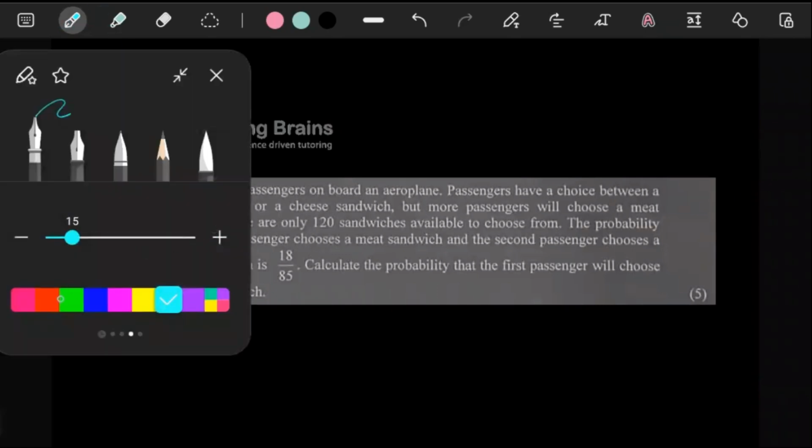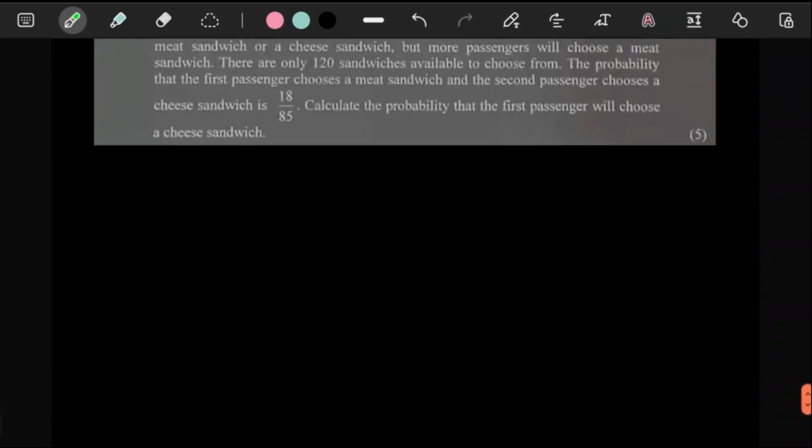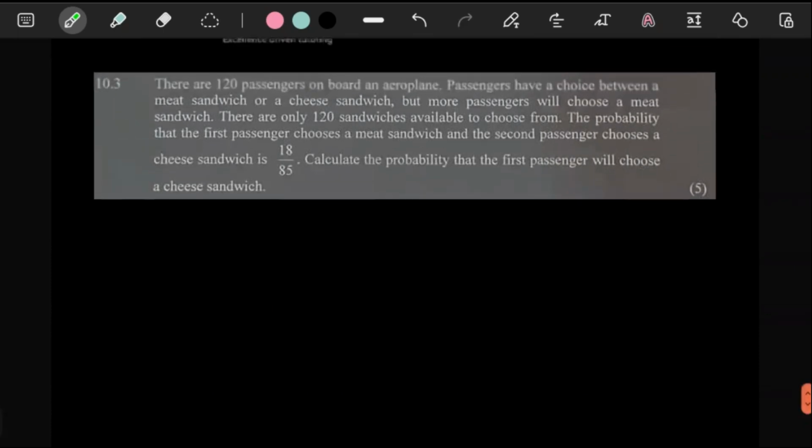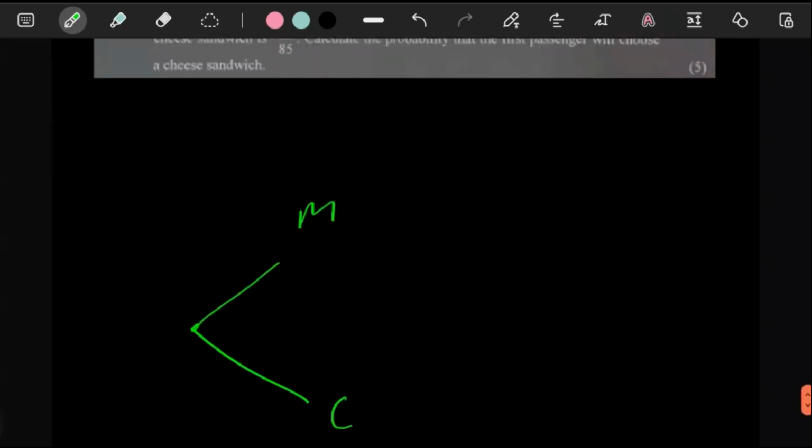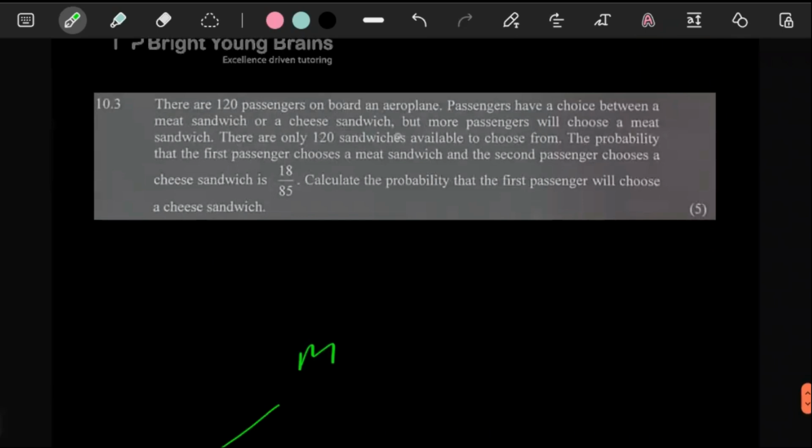Oh goodness. So you see with some of these questions, the way they are laid out, it's like, okay, so this question, to be honest, because of all the different kinds of questions I've worked out, the one thing I'm already thinking of here is a tree diagram of some sort. Because they told us we're dealing with 120 passengers, right? But then they said passengers have a choice between a meat sandwich or a cheese sandwich. So someone can choose meat or they can choose a cheese sandwich. Secondly, they said more passengers will choose a meat sandwich.